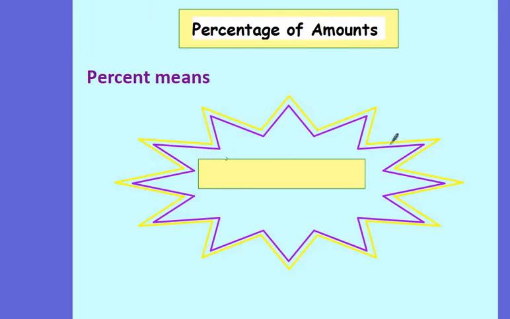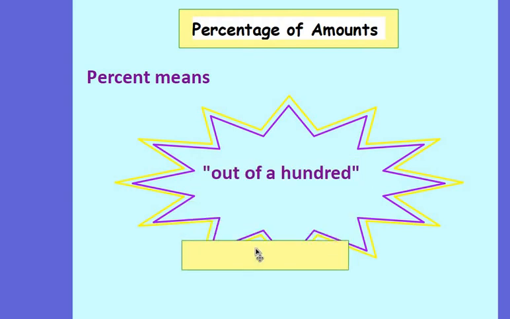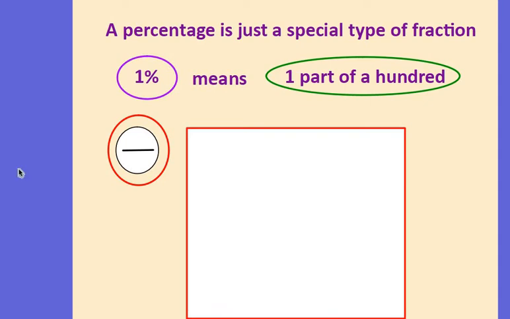Okay, so what did percent mean? Can anyone remind me? Charlie, what does percent mean? Percent means out of 100, from the Latin. So a percentage is really just a special type of fraction. 1% just means 1 part out of 100. So as a fraction, I could write that as 1 out of 100. And that would be the same as 1%.